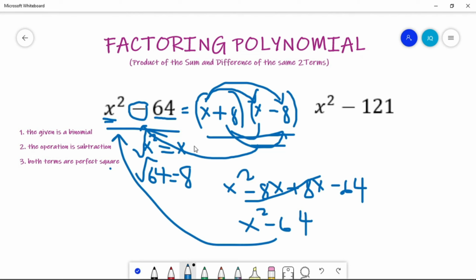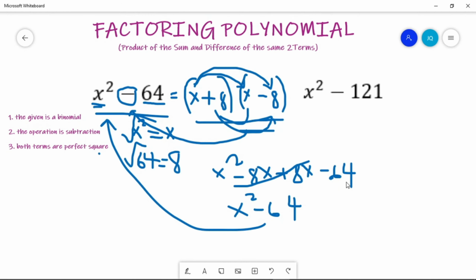Okay, so now let's go to another example. The x squared minus 121. So again, the condition first is the given is a binomial. So this is a binomial, right? Because it has two terms, 1, 2. Next, the operation is subtraction, correct? Subtraction, then both terms are perfect square.